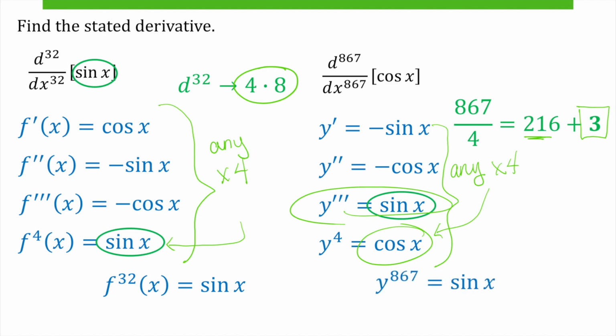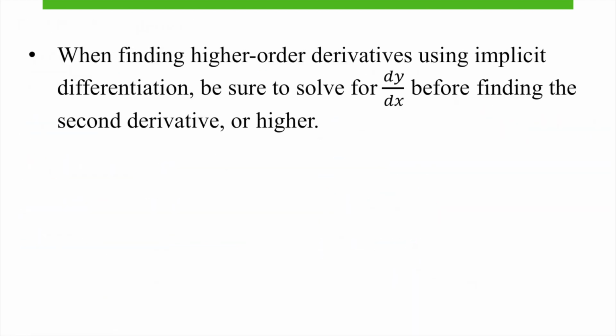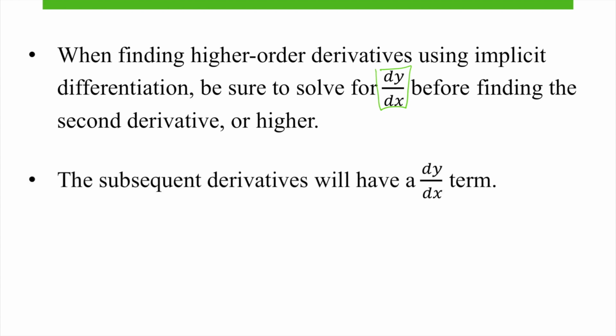Why are we going through all these higher order derivatives? Because we can do the same thing with implicit differentiation. We can take multiple derivatives, but it's a little bit more complicated. So be sure to solve for dy dx before finding the second derivative or higher. That's going to be important. Fully find the first derivative first. Then subsequent derivatives, this dy dx term is going to keep showing up.